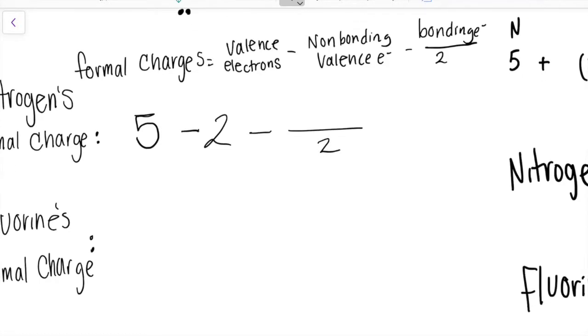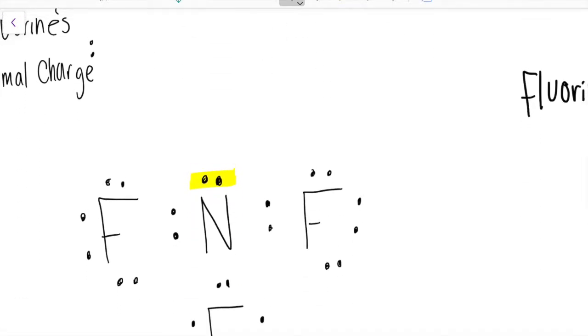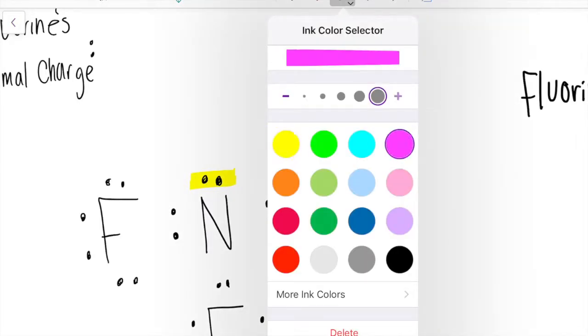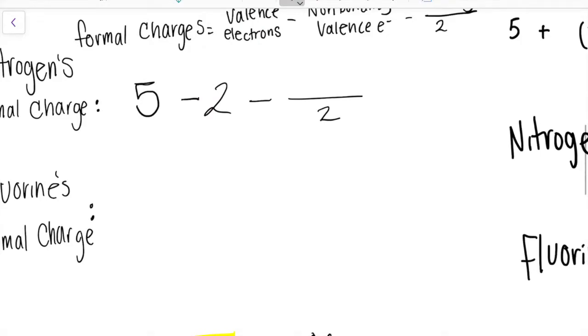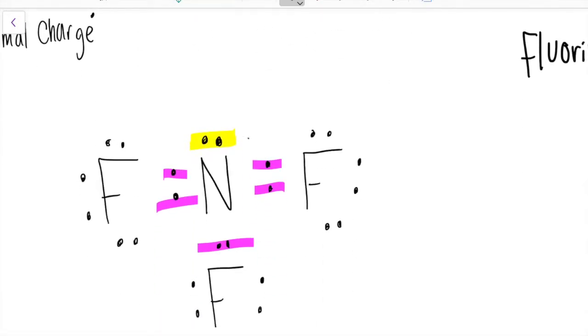So let's go back down here and see how many bonding electrons nitrogen has. Here's 6. Nitrogen has 6 bonding electrons. So we can pencil that in up here, and then you'll see that 5 minus 2 minus 3 is 0, which means that nitrogen has a formal charge of 0. Then you can look at fluorine.